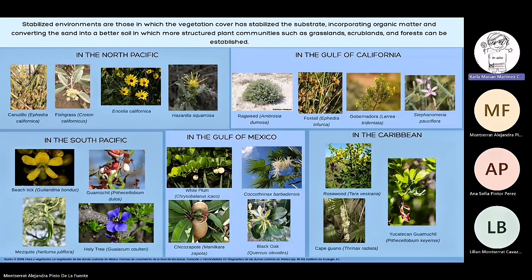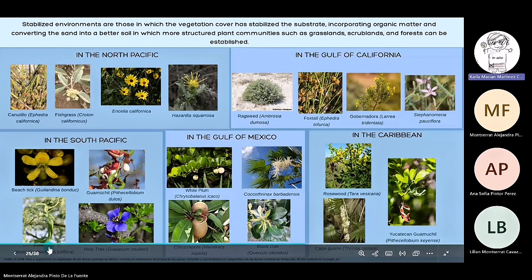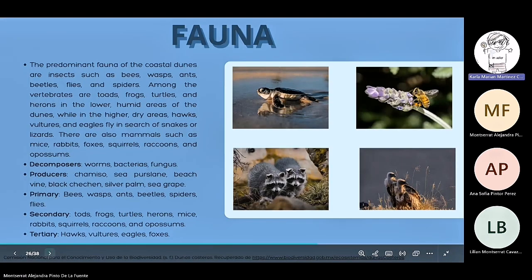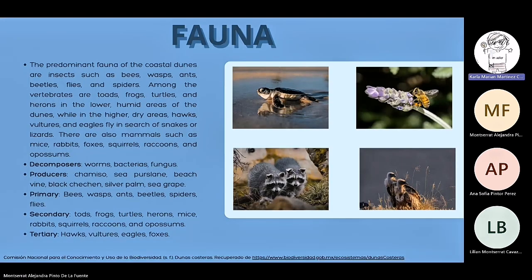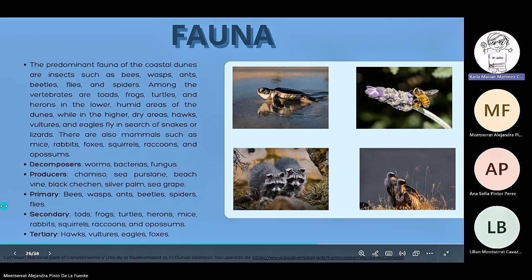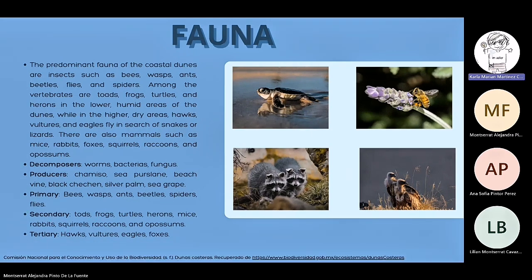Now, fauna. In fauna, we have the decomposers: worms, bacteria, fungus. Producers are chamiso, Sierra porcelain, beach vine, black chechen, the ones we mentioned already. Primary consumers: we have bees, wasps, ants, beetles, spiders, and flies. Secondary: we have toads, frogs, turtles, herons, mice, rabbits, etc. And in the tertiary, we have hawks, vultures, and foxes.